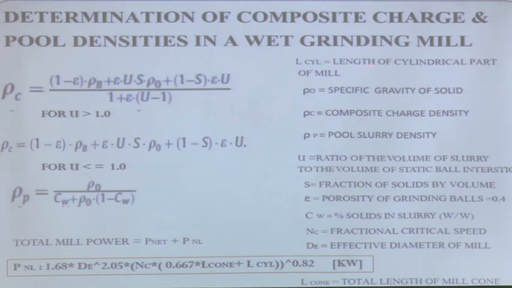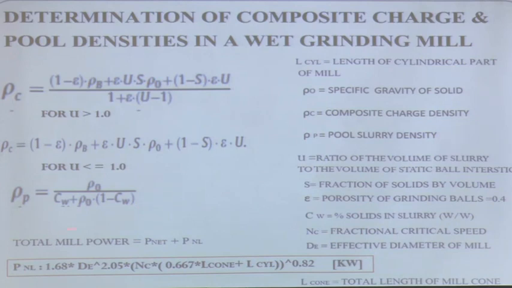You can see here L, the length of the cylindrical part of the mill, specific gravity of solid, composite charge density, pool slurry density. U, S is the fraction of solids by volume. E is the porosity of grinding balls. I have said this is the percent solids, fractional critical speed, effective diameter. All the terminology has been explained. I hope you all know about the critical speed. Again I am asking this question. Is it clear to you all? I should not be facing a question on critical speed later on. I hope you all know it.